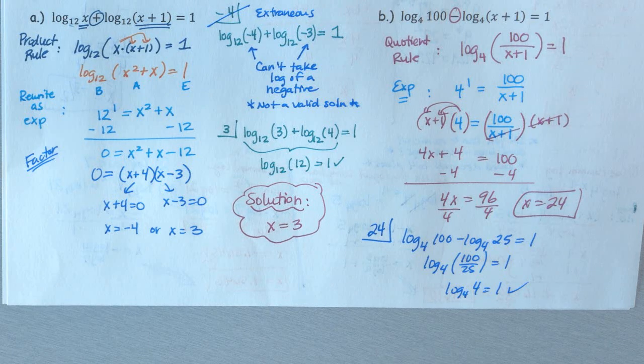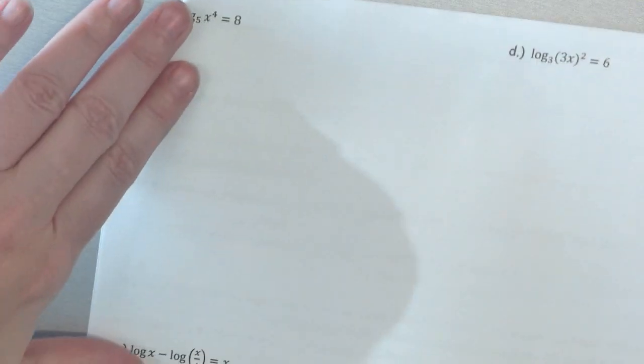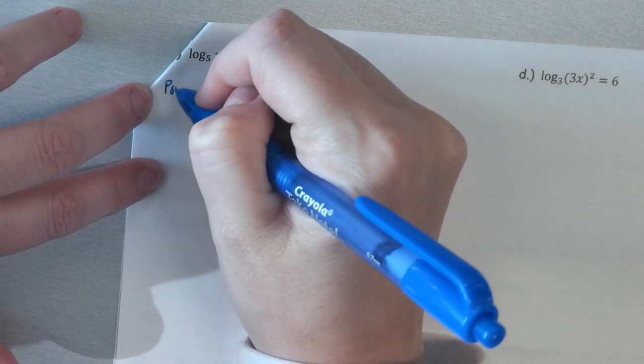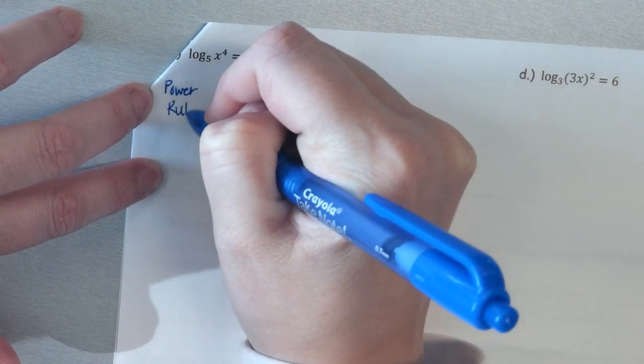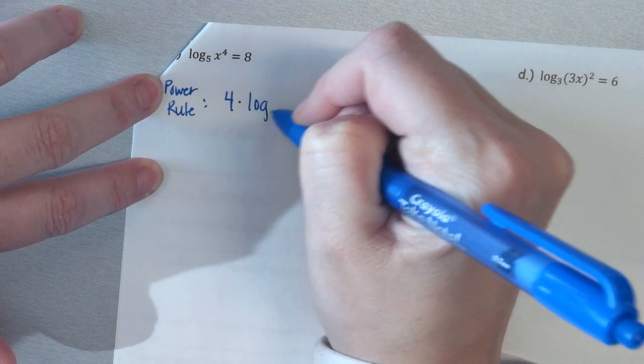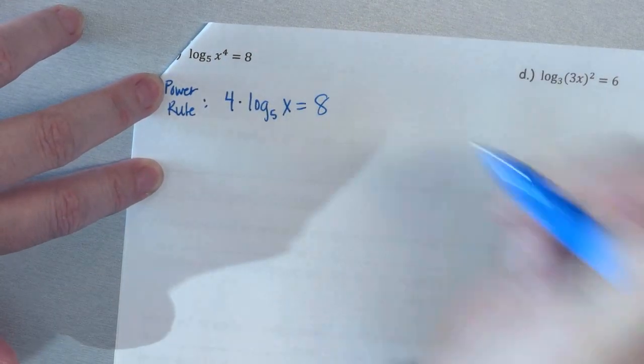We've used the product rule, we've used the quotient rule. What do we have to use for the next one? Yes, great, the power rule. Okay, so we're going to use the power rule, which means that you can bring that power down where? In front. Good. So this would be 4 times log base 5 of x equals 8.